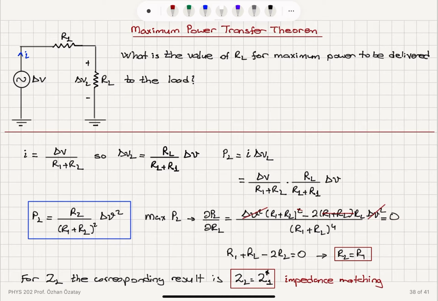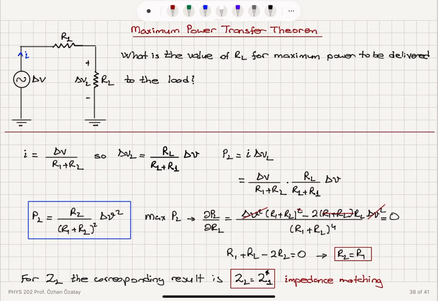Now we have an important theorem, the maximum power transfer theorem, and here is the question. You have an AC source connected with a resistor R1, and you're connecting this to a load with resistance R load. What is the value of R load for maximum power to be delivered to the load?